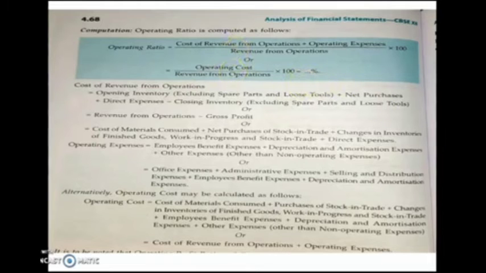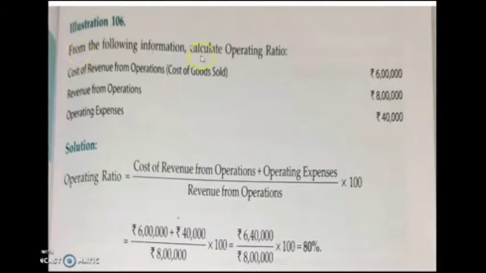Now let us move to a problem. From the following information, calculate operating ratio. You are provided cost of revenue from operation, that is 6 lakh, revenue from operation 8 lakh, operating expenses 40,000. The first part of your solution is writing the formula. Operating ratio is equal to cost of revenue from operation plus operating expenses divided by revenue from operation into 100. All the three items are given in the question. Just substitute the amounts. Don't forget to write into 100. So you will get the answer as 80%. So your operating ratio is 80%.